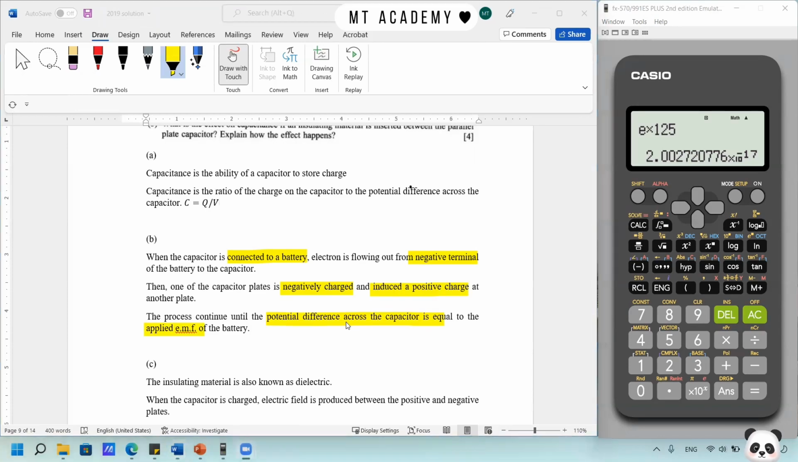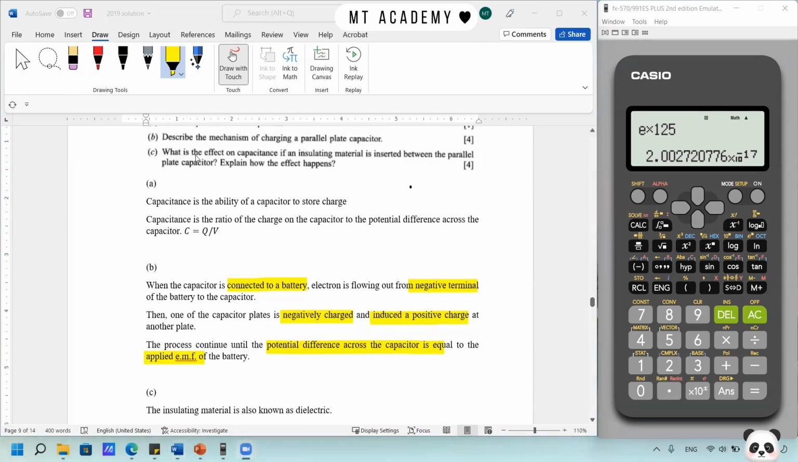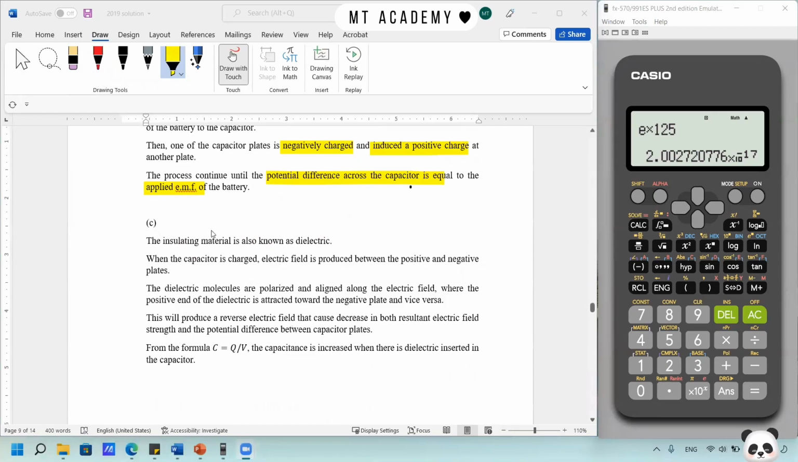Okay, so simple. Question C: what is the effect on capacitance if an insulating material, which you should know is the dielectric, is inserted between the parallel plate capacitor? Explain how the effect happens. So, the insulating material is also known as the dielectric.